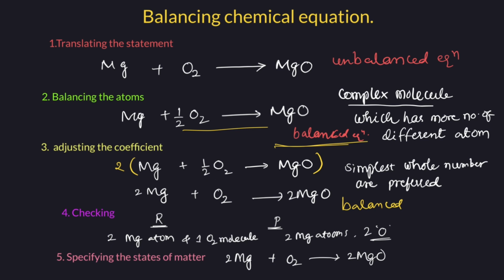Therefore, magnesium, we know that is a solid, so S, and oxygen is a gas, we know, therefore G. Magnesium oxide is a solid, therefore S. So keep in mind their physical state.